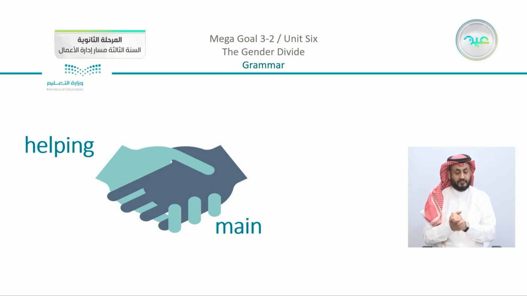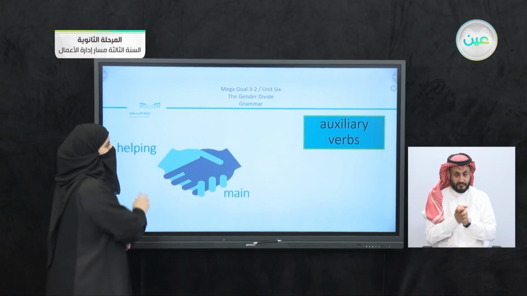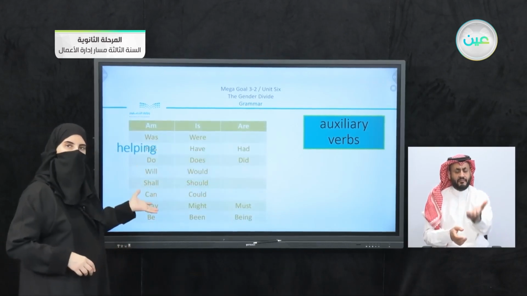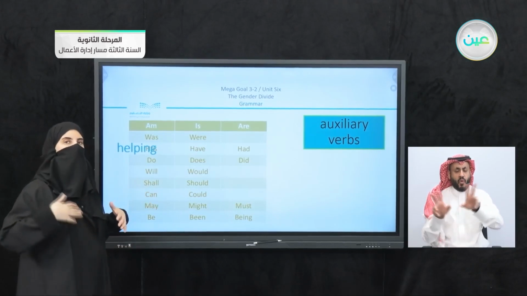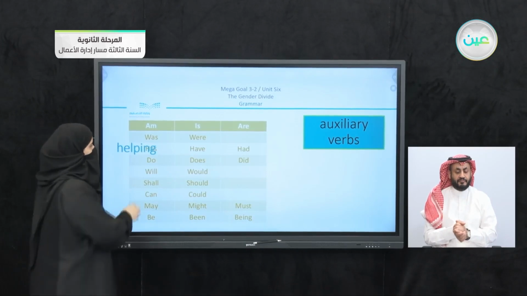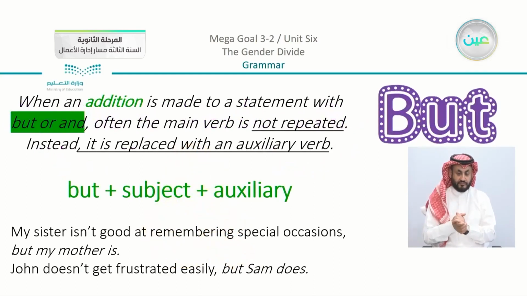Just to revise, we have helping verbs, or we can just call them auxiliary verbs. There are different types of auxiliary verbs as we studied. We passed by them within the unit. Now all of these verbs are called either helping or auxiliary verbs. Now just to revise also auxiliary verbs after but and. We have here but, to use it with the subject and the auxiliary. Now, for example, my sister isn't good at remembering special occasions, but my mother is.